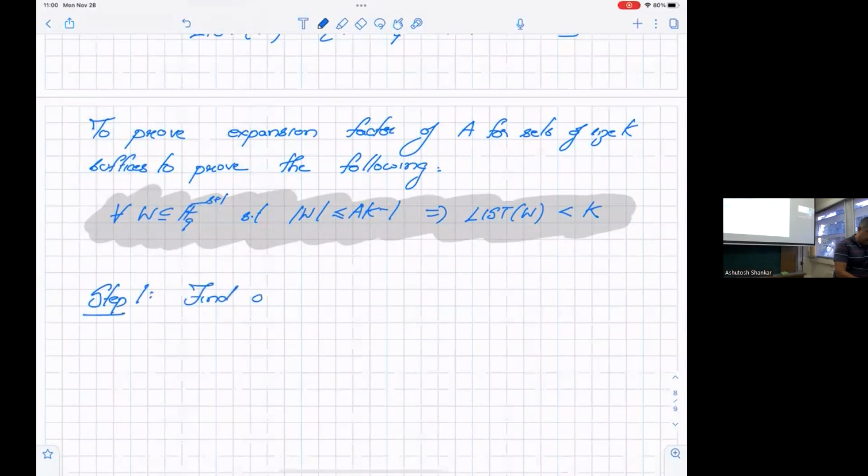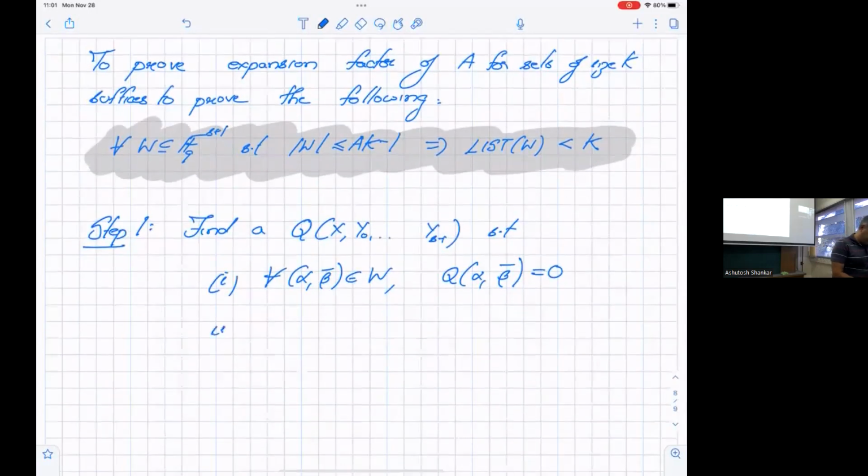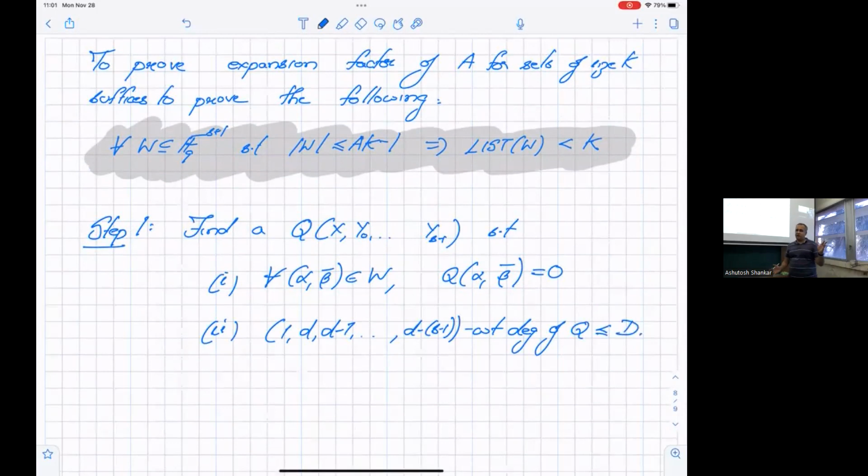Step one will be: find the Q. In fact, here we will not even go for extra minus; we just go all the way to S minus 1. We find a Q such that, one, for all alpha, beta in W, Q of alpha, beta is 0. It explains the data. And furthermore, two, the weighted degree of Q, with weights 1, d minus 1, all the way up to d minus s minus 1, should be less than or equal to capital B. That's going to be step one. So just find a Q that explains this.